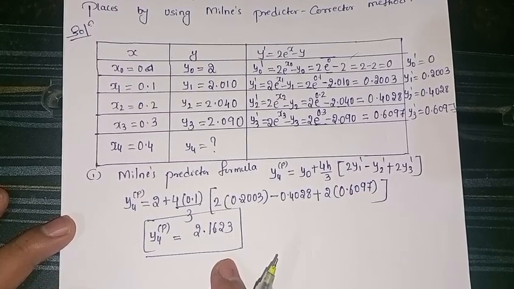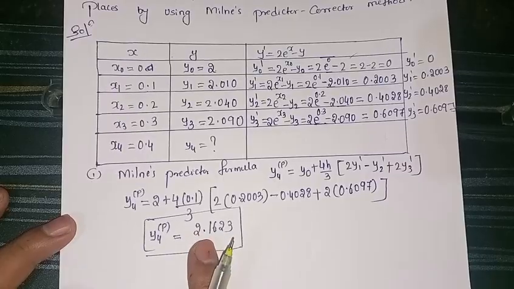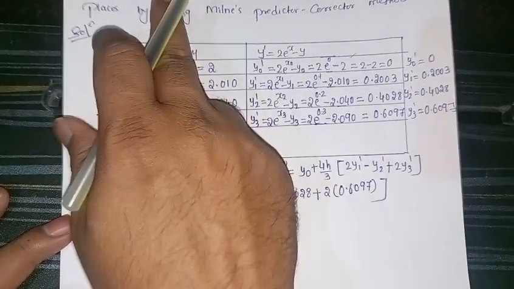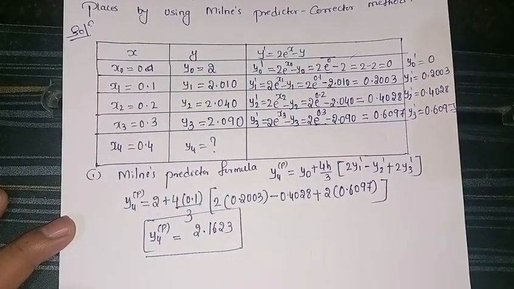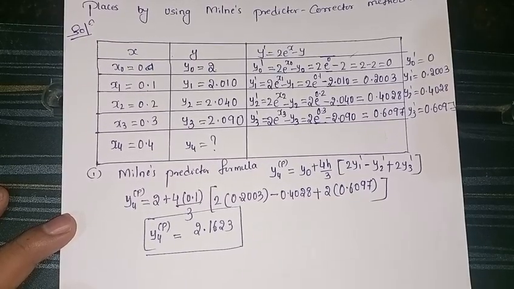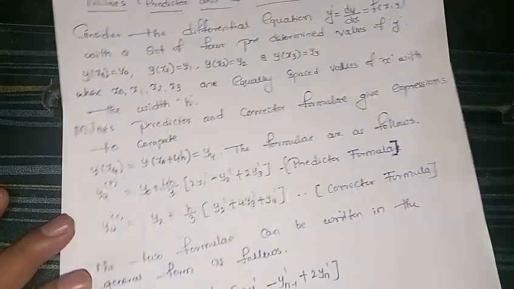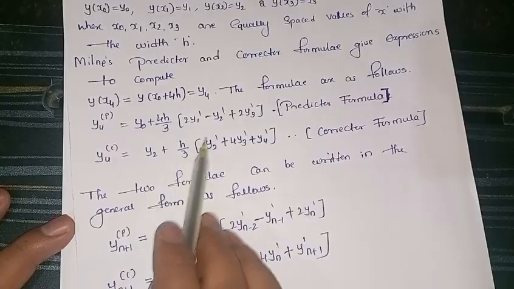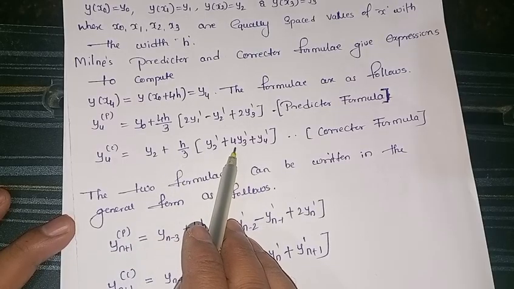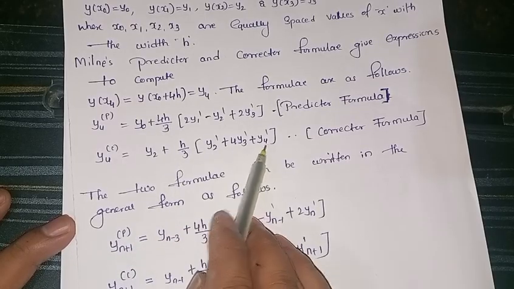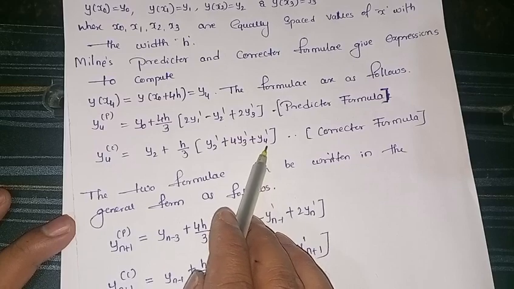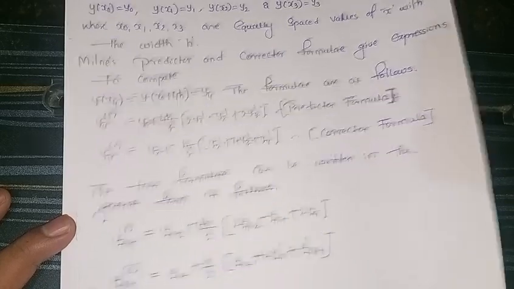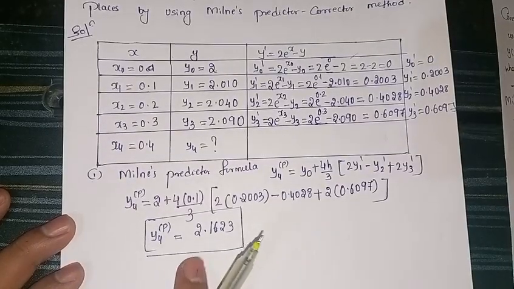Everybody should remember this predicted value itself is an answer to this differential equation, the given question. Since we want a better approximate answer, we have to proceed to the corrector value. Now you see the corrector formula. So this is our corrector value: y2 plus h by 3, y2 dash plus 4y3 dash plus y4 dash. This y4 dash we have to find out. How to find out? Using this predicted value.